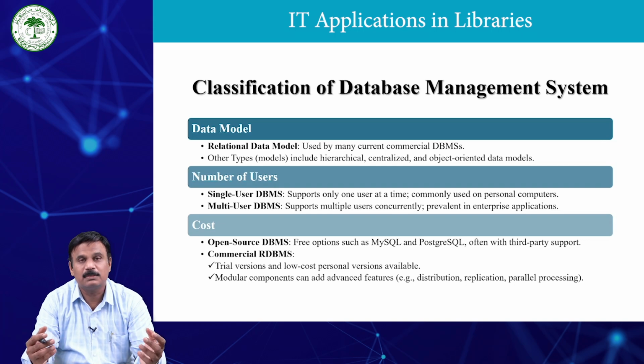For example, the relational data model has been used in many current commercial data management systems. So, according to the data model, we have different types of database management systems like the hierarchical model, centralized databases, object-oriented data models, etc. So, this is a grouping of database management systems according to the data model.